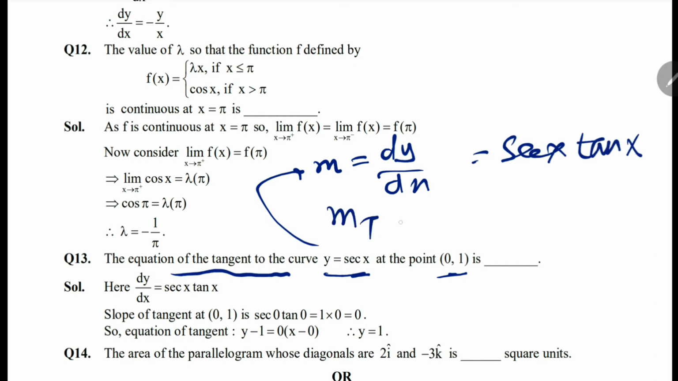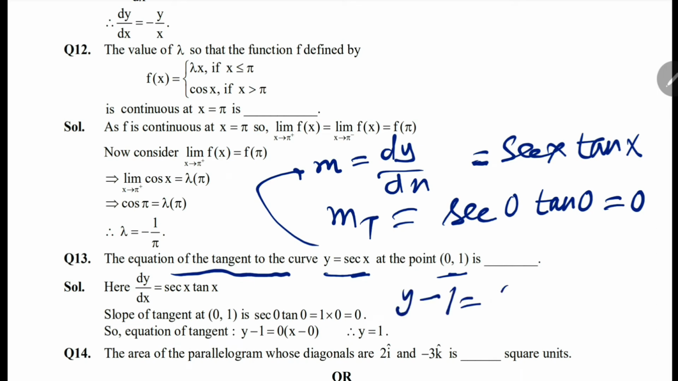Now for the particular case, the tangent at (0, 1), we need to replace the value of x and y by 0 and 1 respectively. So therefore we get secant 0 into tangent of 0. Secant 0 is 1 and tangent 0 is 0. So therefore the slope will be 0. Now the equation of tangent, we know it is y minus y1 equal to slope into x minus x1. So clearly the equation of tangent for this problem is y equal to 1.